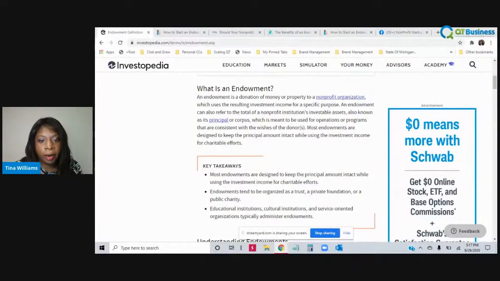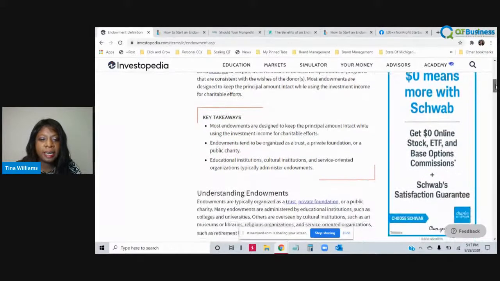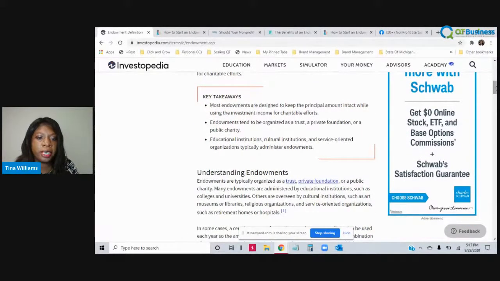Okay, so an endowment can also refer to the total of a nonprofit's institutional investable assets, also known as the principal. So an endowment. What is an endowment? Basically, the major key takeaways are they're designed to keep the principal amount intact.